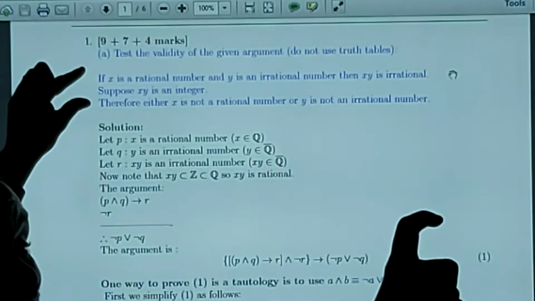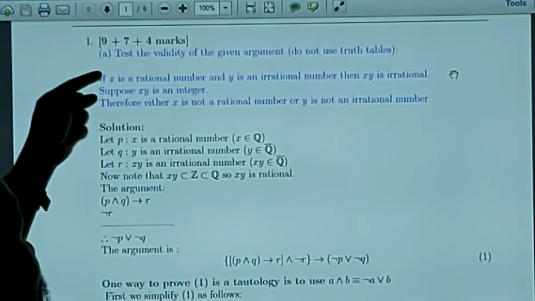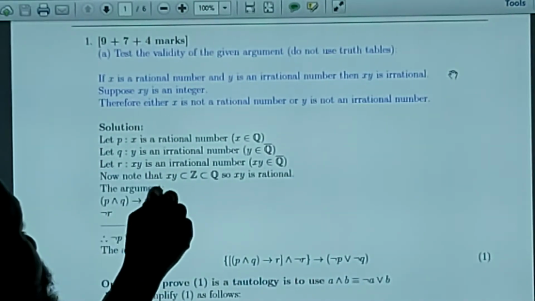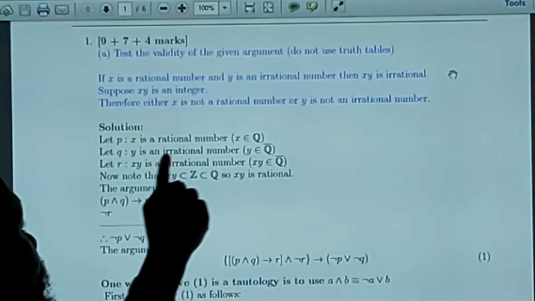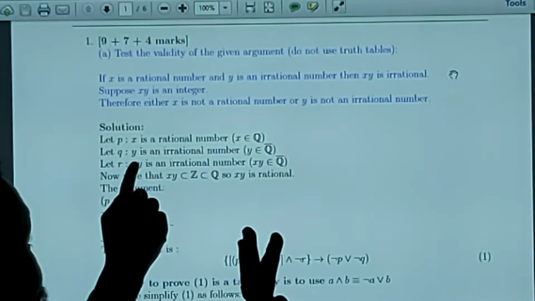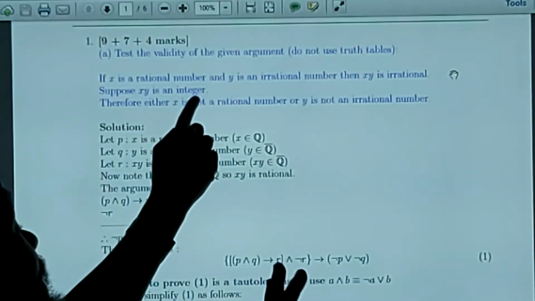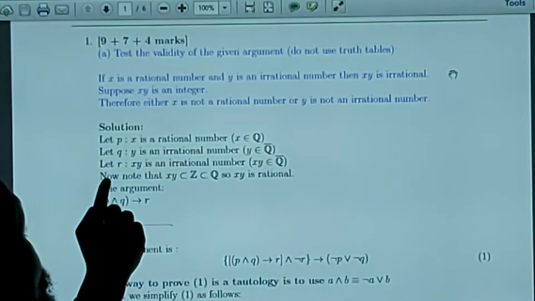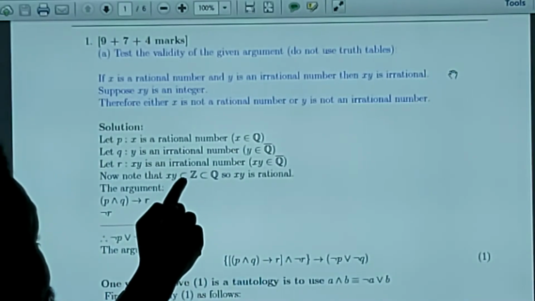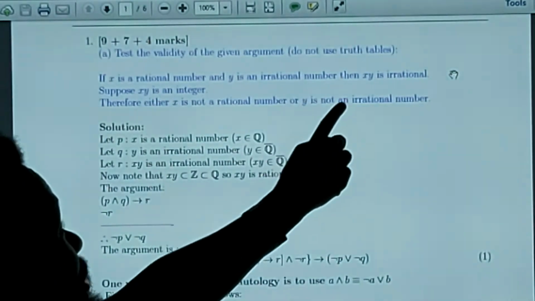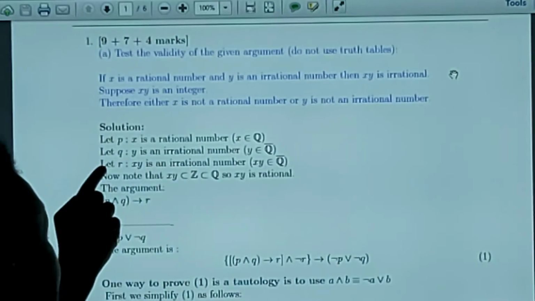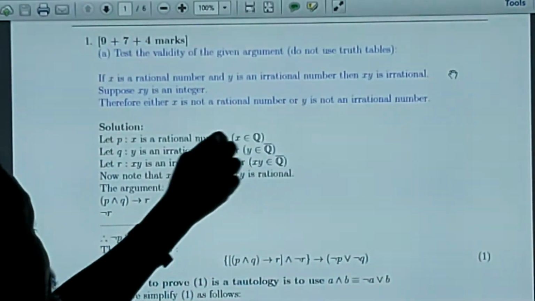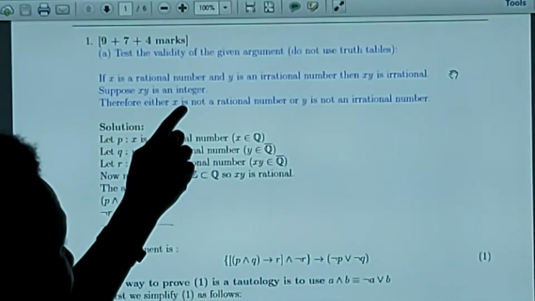So you need to write that. You break it down into simple statements. That means x, a rational number, is P. Y, an irrational number, is Q. And then xy irrational is R. So you already have 3. And then xy an integer. Remember, an integer is a subset of rational. So this means xy is rational. This is a negation of this one. Therefore, either x is not rational or y is not rational.